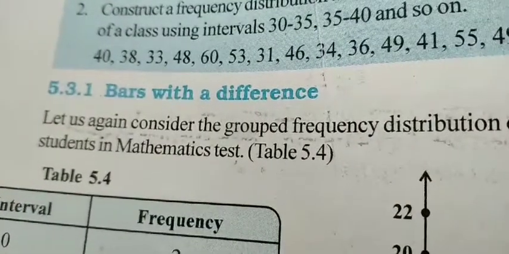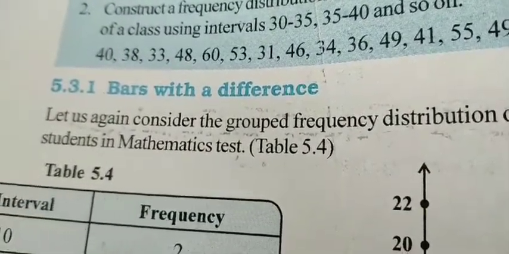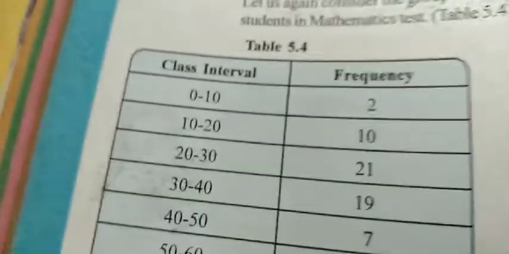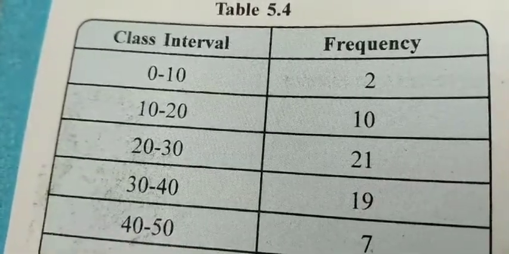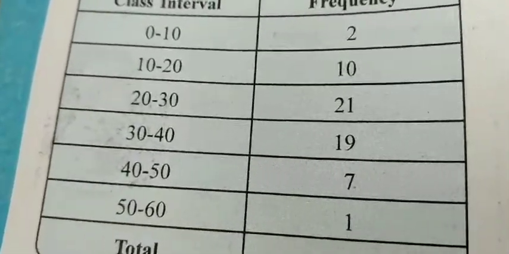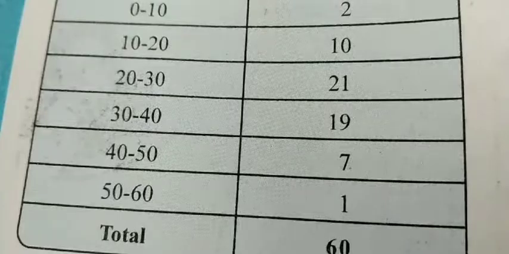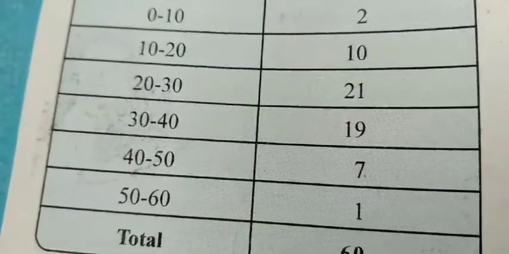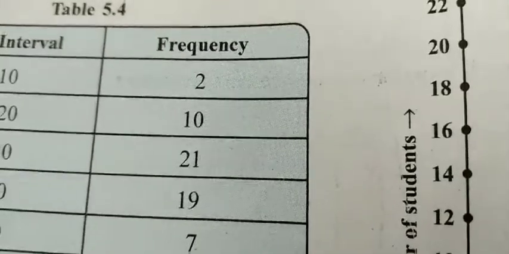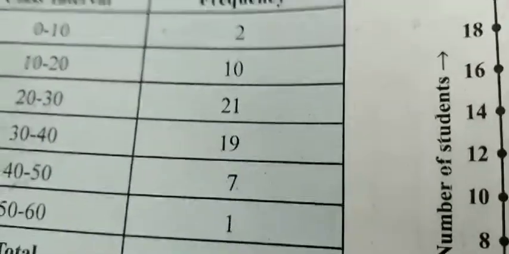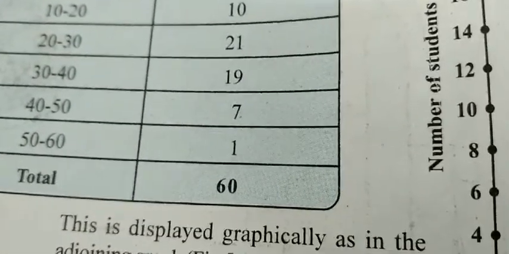Let's see bars with a difference. If we consider this table 5.4 where class intervals are given: 0 to 10, 10 to 20, 20 to 30, 30 to 40, 40 to 50 and 50 to 60, which is a quantitative measure, and here frequency is given to you: 2, 10, 21, 19, 7, 1.